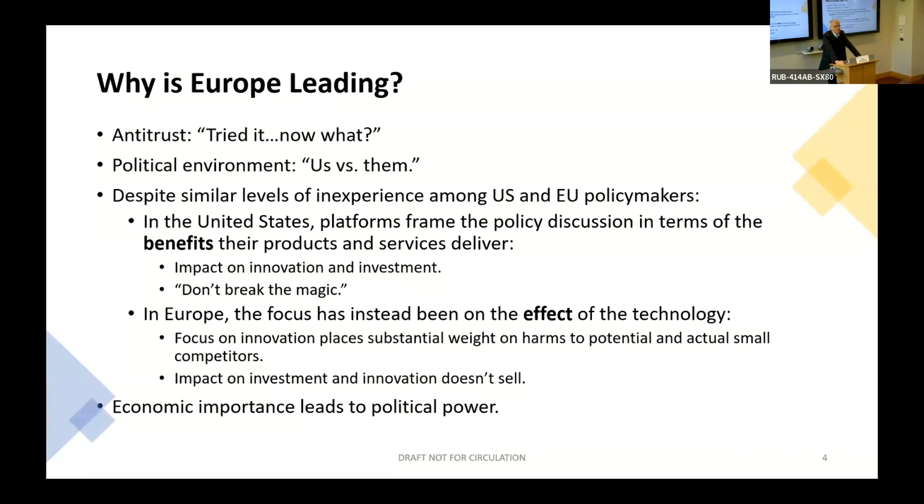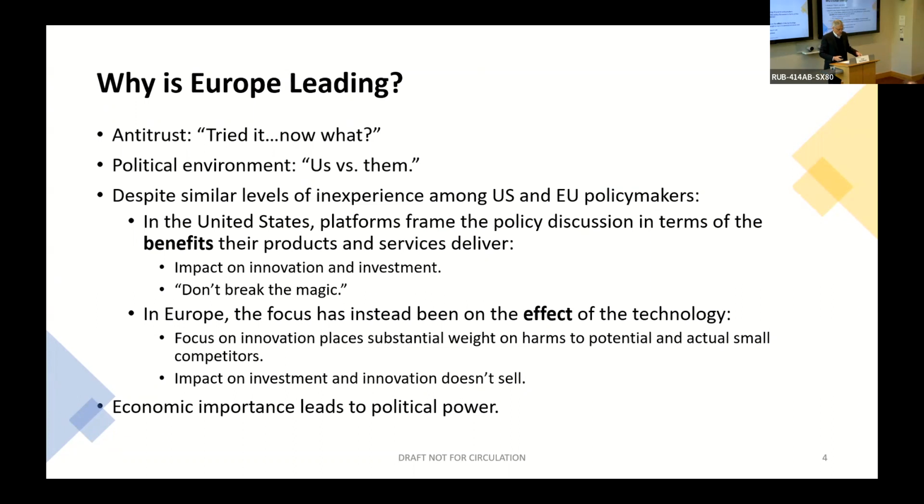And yet, despite the similarities between the democratic processes in the US and the EU, we have both reached different kinds of conclusions. Where in the United States, everything focuses on the discussion of the benefits of what the platforms deliver, the impact on innovation and investment, and if you regulate it, you're going to break this magic. Whereas in Europe, there is more of a focus on what is the effect of the technology. And when the platform companies went to Brussels and argued the same way they argue in Washington, which is basically, this is going to hurt innovation, this is going to hurt investment, it was an argument that didn't sell.